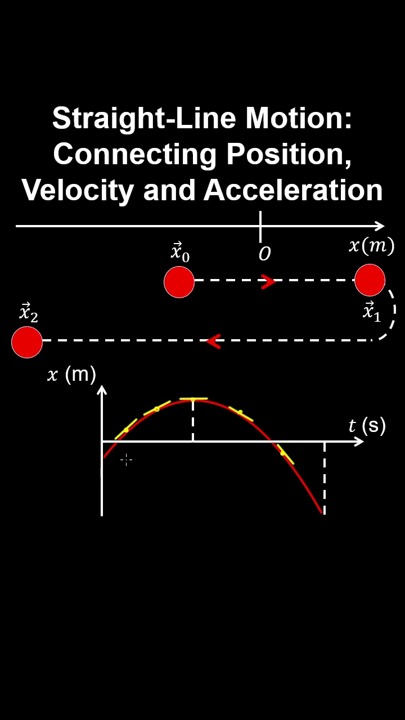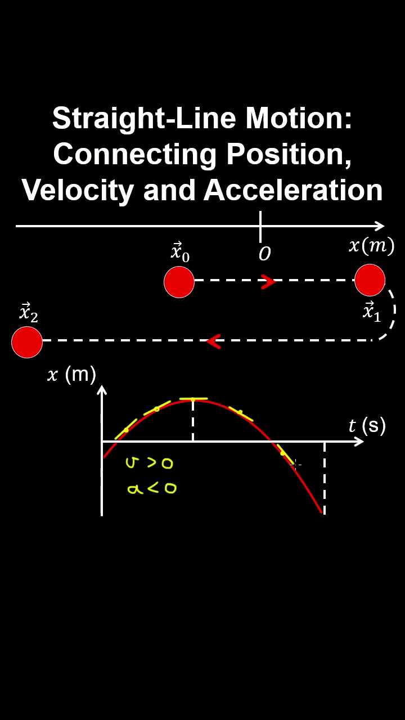So therefore, the velocity is greater than 0 at a particular time t. And if you compare two tangents, you can see the velocity is decreasing. So the acceleration is a change in velocity over time. So therefore the acceleration is negative.